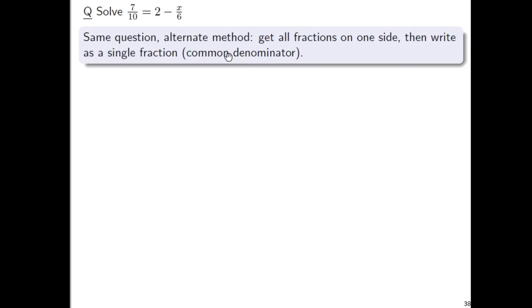Okay, here's another method. Sometimes students like this method. I think this method takes more time. Get all the fractions on one side and write that as a single fraction. So if you add x over 6 to both sides, you get this, and now all the fractions are on one side. What happens here is we're not doing anything to both sides, so I just still copy the 2. It is crucial to copy the 2. Sometimes people don't do that.